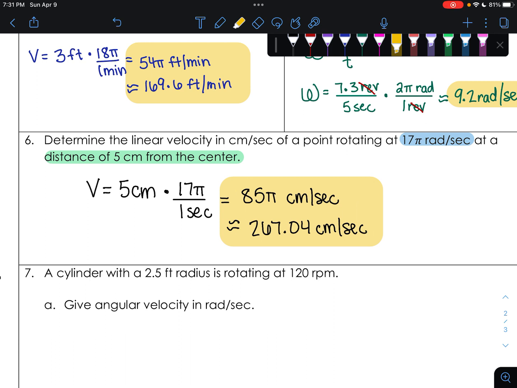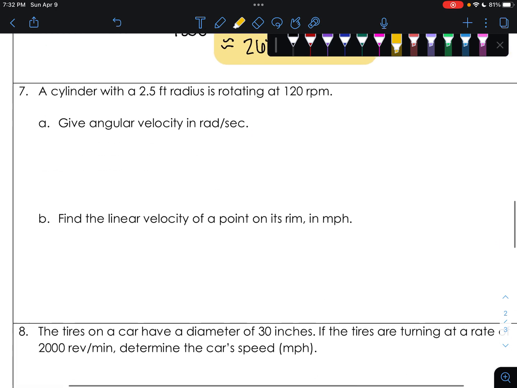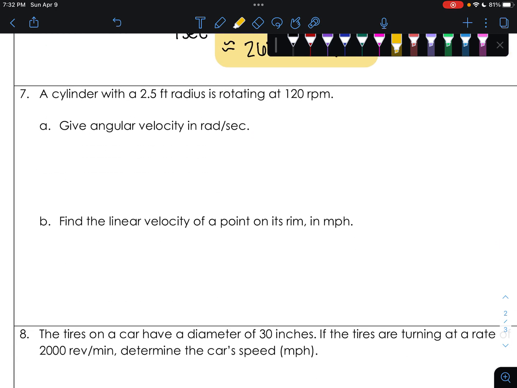So there we go. Number 7: A cylinder with a 2.5 foot radius is rotating at 120 RPMs. Remember, we said that that is revolutions per minute. We made that note up top by example number 4. So we want to give the angular velocity in radians per second. So that would be omega equals, or W equals, again, it gave us 120 revolutions for every 1 minute.